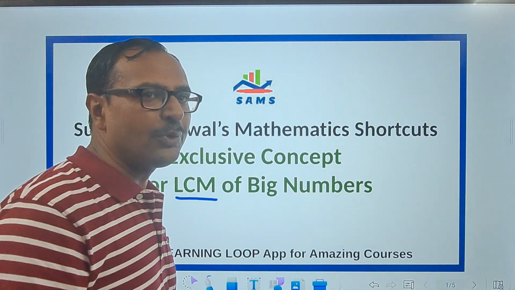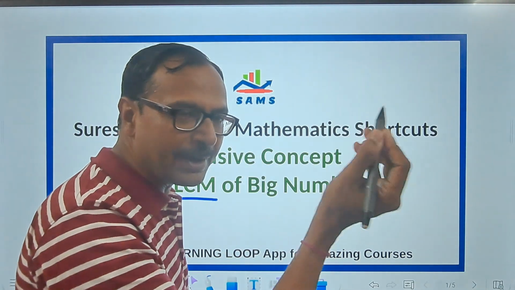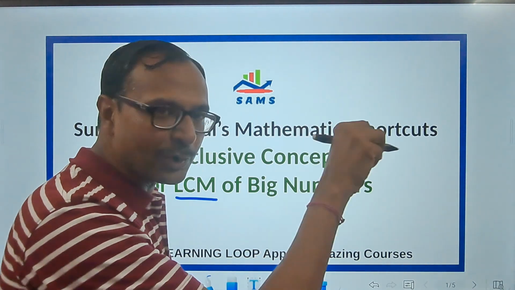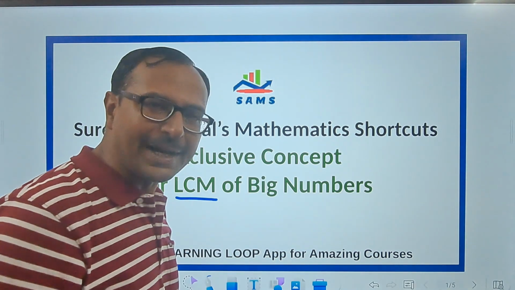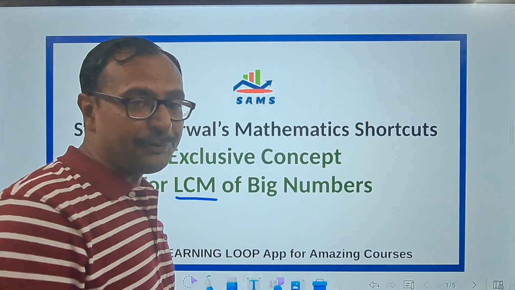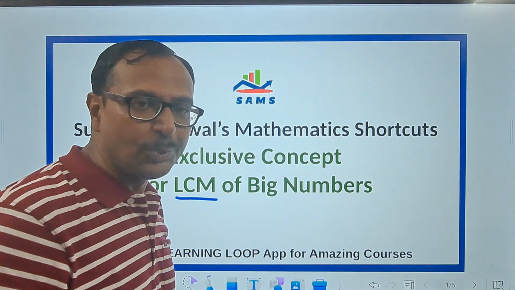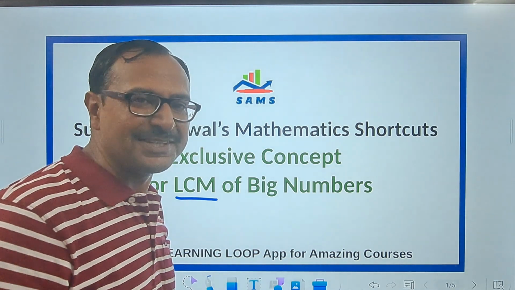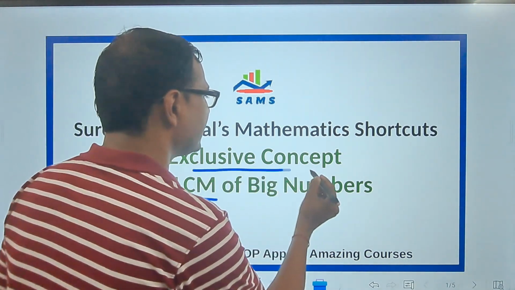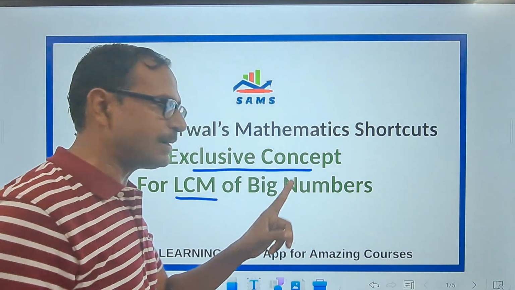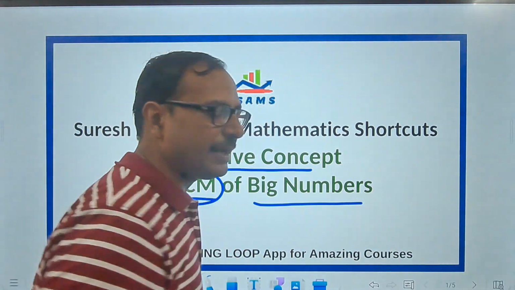Or do you follow the traditional approach of writing the numbers separated by commas and then putting that vertical and horizontal line, making the prime factors, that school method? If you are following that and preparing for any quant exam, you are on the wrong side. You have to learn smart things, and this is the exclusive concept for finding the LCM of big numbers.